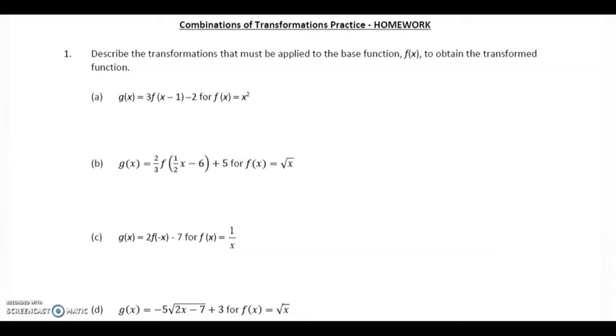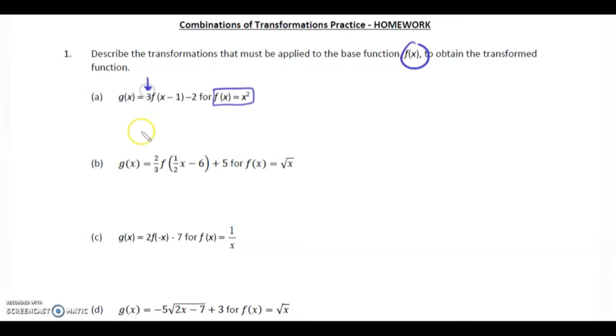Okay, combinations of transformations practice, homework. Describe the transformations that must be applied to the base function f of x to obtain the following transformations. Okay, so f of x is our base, which in this case is x squared. This doesn't actually even matter because all we're doing is writing the transformations.